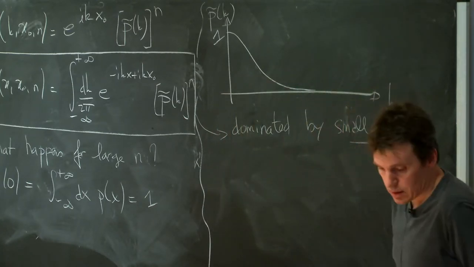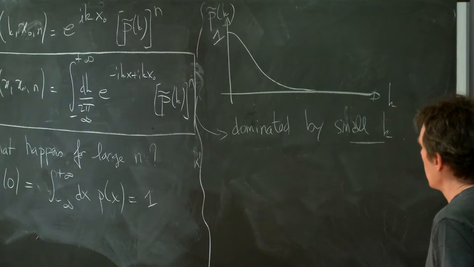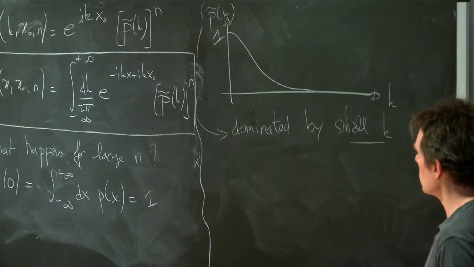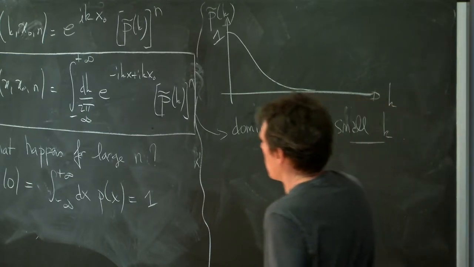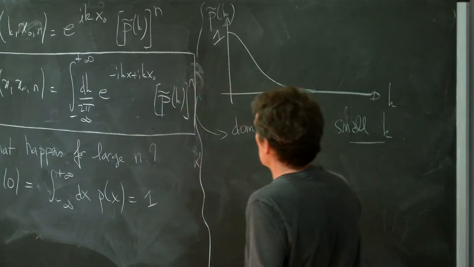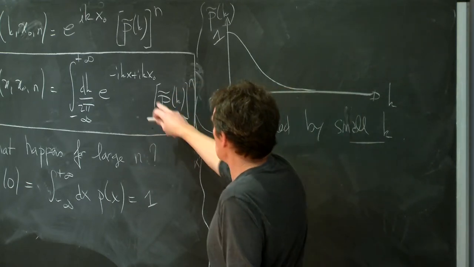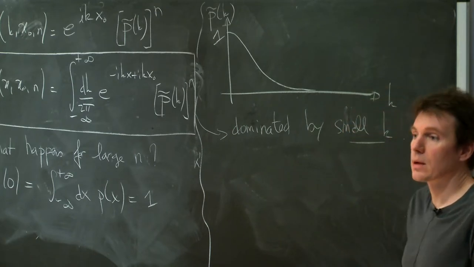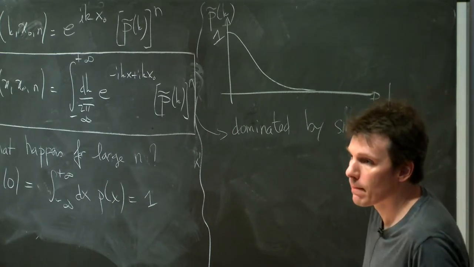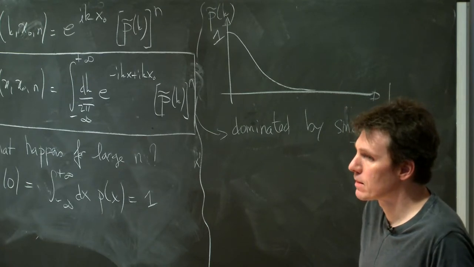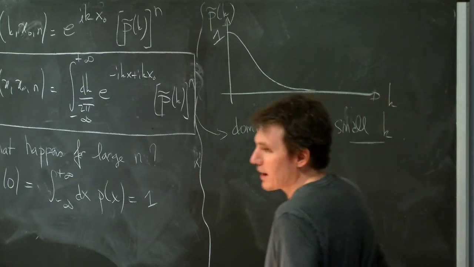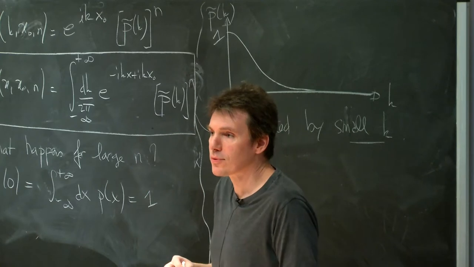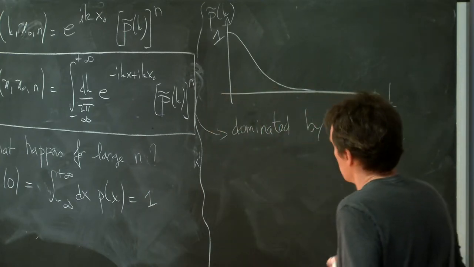So in other words, what you want to look at to extract the large n behavior of this Green's function is to look at how this p tilde of k looks like when k is small. Okay? Yeah? Yeah, okay, I just told this to you, I didn't show you.